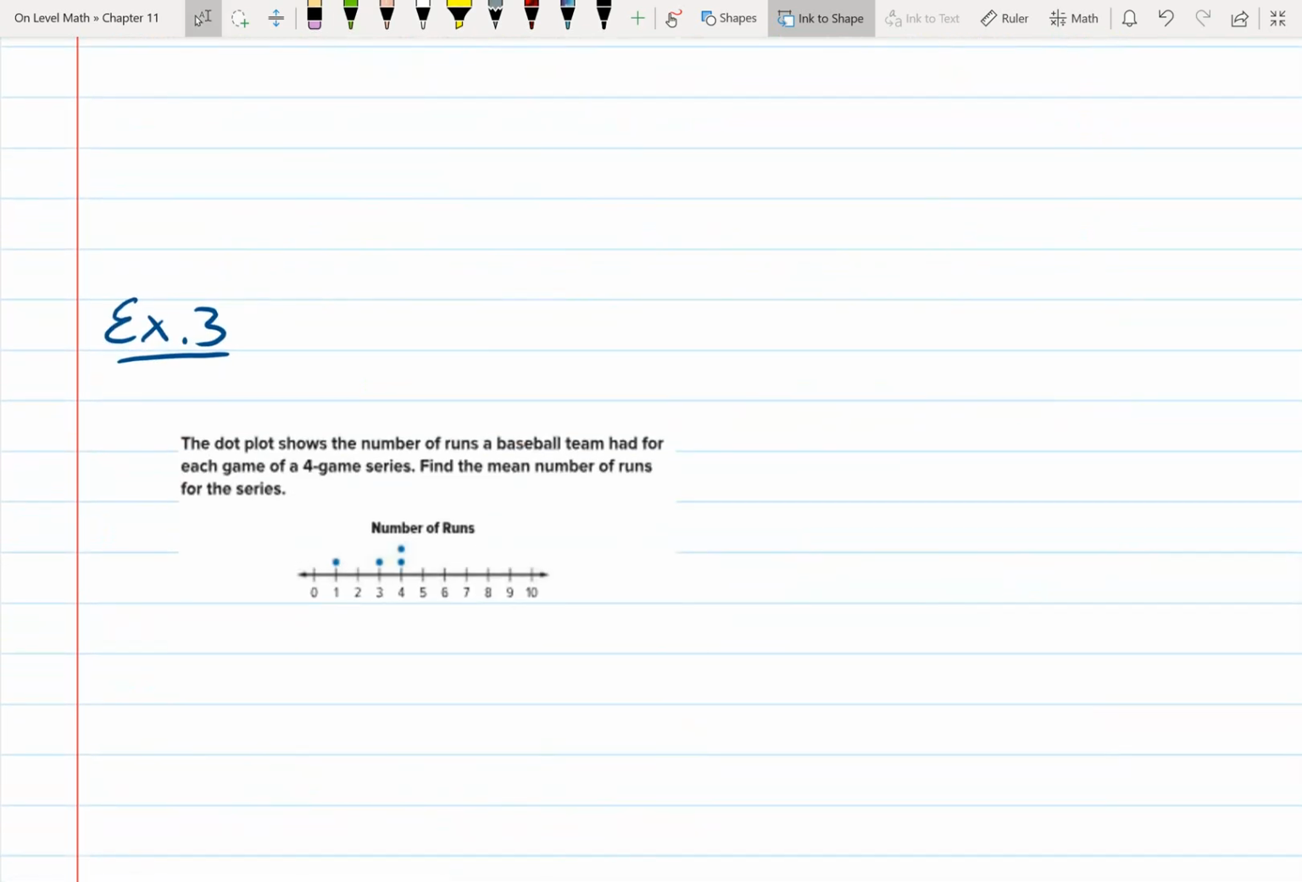All right, example 3, we're doing the same thing. We're finding the mean number of runs for the series. So we've got a 4-game series. So we've got 1 plus 3 plus 4 plus 4. And again, that's because we've got 1 here, 3 here, a 4, and a 4. So 4 plus 4, we've got 8. Plus 1 is 9. Plus 3 is 12. And we need to divide that by 4. So it's 12 divided by 4. And 12 divided by 4 equals 3.